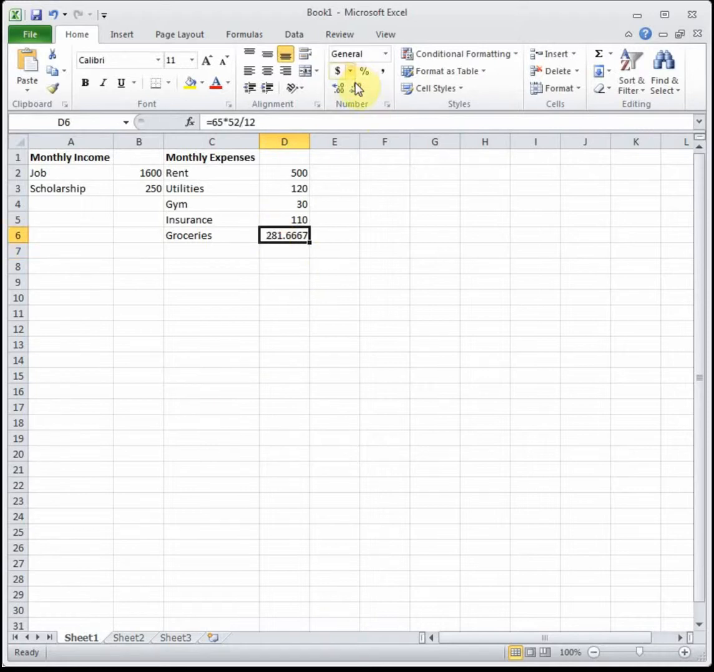Which I must say, she spends a lot on groceries. My husband and I together spend $300 a month on groceries and eating out. So she's eating quite a lot if she spends $281 all by herself on groceries.